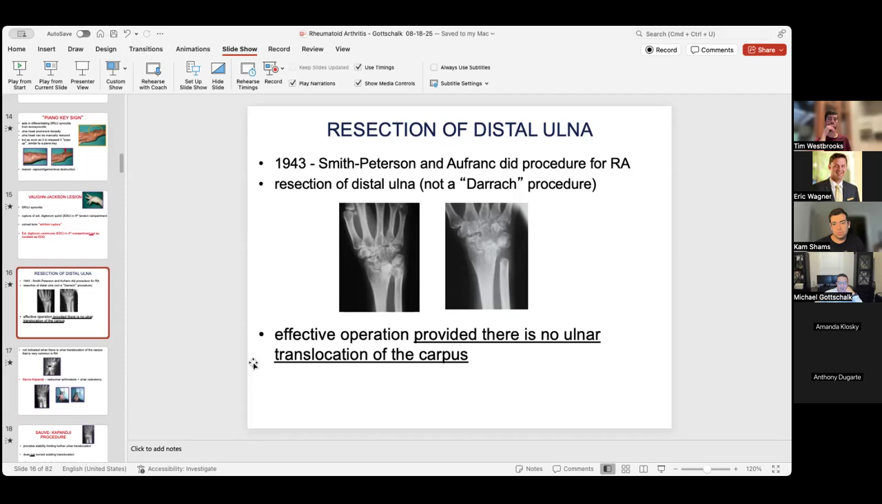But this is an effective operation for patients with RA, assuming that there is no ulnar translocation of the carpus. That is one of the major risks when you do a distal ulnar resection in a patient with rheumatoid arthritis. Keep in mind, if their radiocarpal joint is implicated in the disease, those ligaments may also have issues, and you'll often see volar and ulnar translocation of the carpus, where you can slowly see the distal part of the wrist move off of the radial articulation, and that can be a major problem.